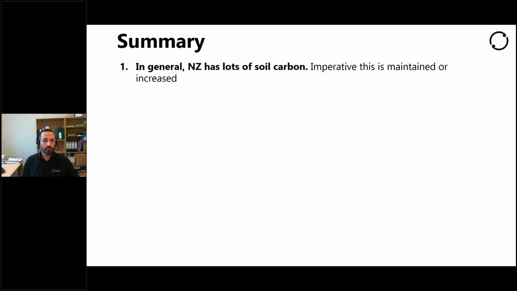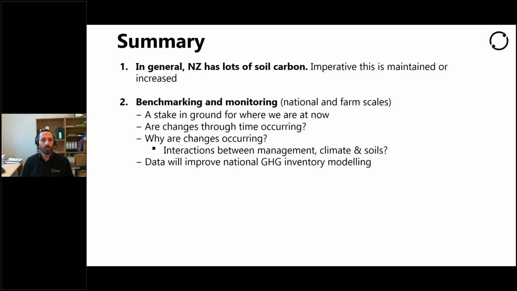Just in summary, in general, New Zealand has lots of soil carbon. So it's imperative that we keep what we've got and increase that where we can. For the benchmarking and monitoring at the farm and national scales, we're going to put a stake in the ground for where we're at now. How much carbon have we got? And make sure that's a spatially representative estimate. We're then going to be able to determine whether changes are occurring, and whether this differs between different land use classes. We'll also get some information around why changes are occurring. And then this data will improve our national greenhouse gas inventory reporting and modelling.